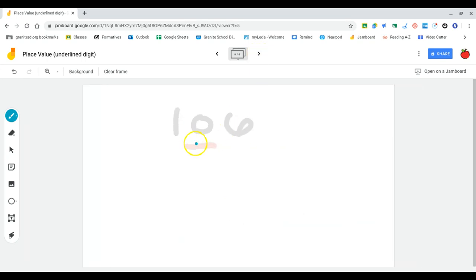Okay, going on to some harder ones. I need the value of the underlined digit, which in this case is a 0. So what do I do? Well, it still has a value, but this is called a placeholder because it's a 0 in the middle of your number. So this is a placeholder, and the value is 0 because there's nothing there. It's just holding a spot in the tens place.